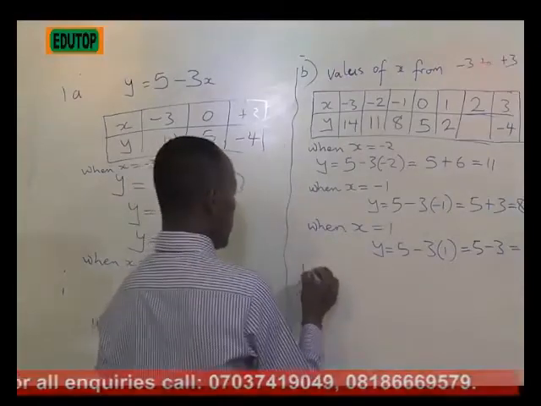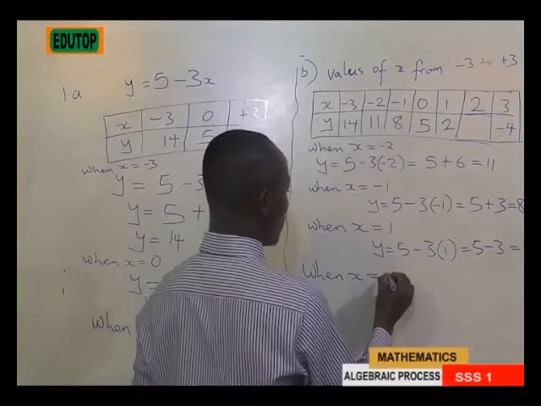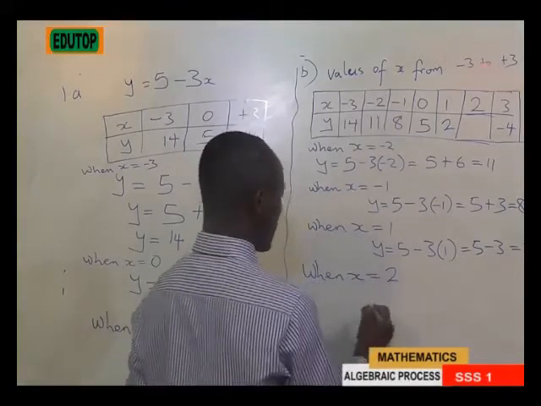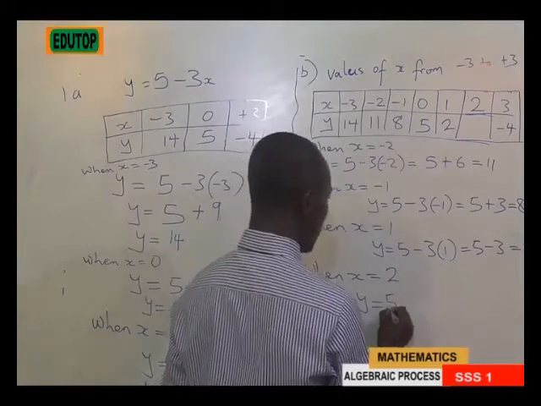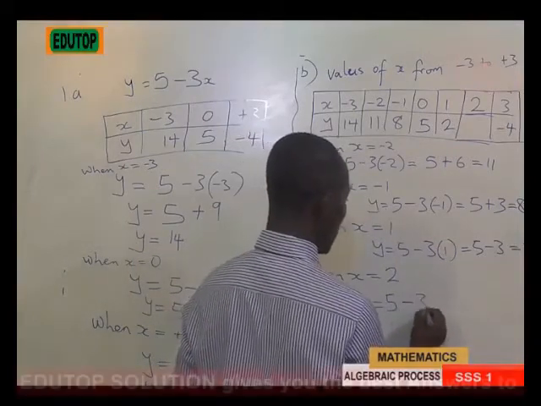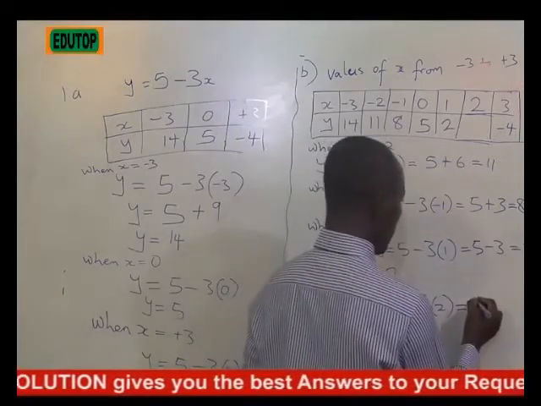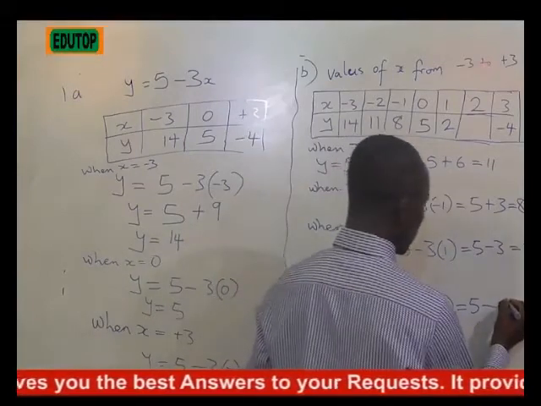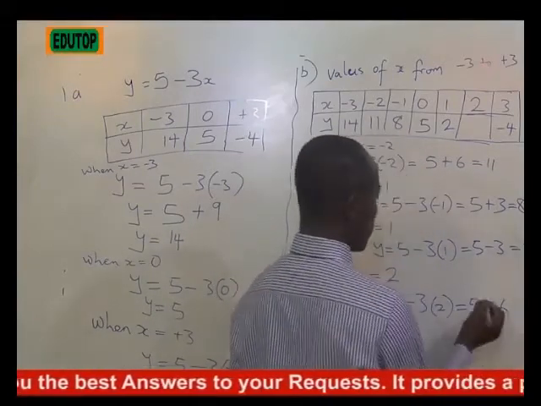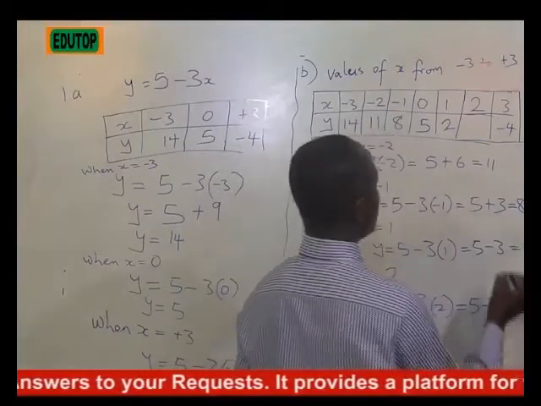Then when x is equal to 2, we have y is equal to 5 minus 3 into bracket 2, which is equal to what? 5 minus 3 times 2 is minus 6. So that's why we have minus 6 here. Is equal to minus 1.